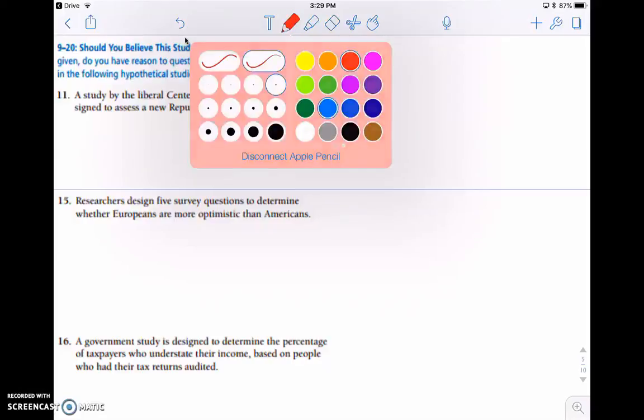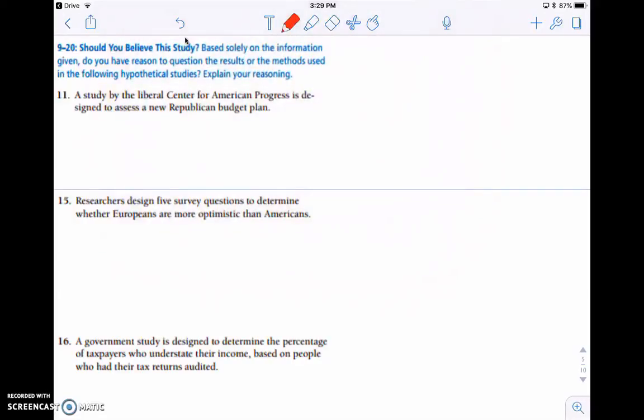Okay, this next one, we're going to look at should you believe the study? So based solely on the information given, do you have reason to question the results or the methods used in the following hypothetical studies? And we want to explain why. So a study by the Liberal Center for American Progress is designed to assess a new Republican budget plan.